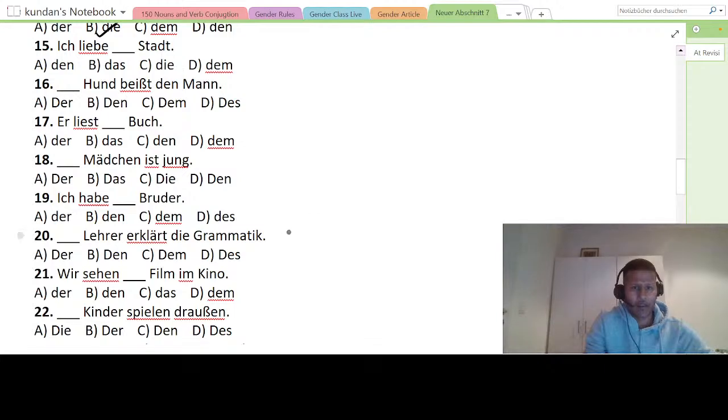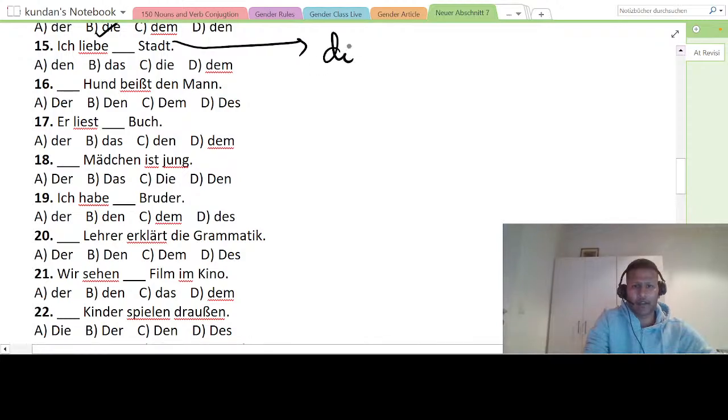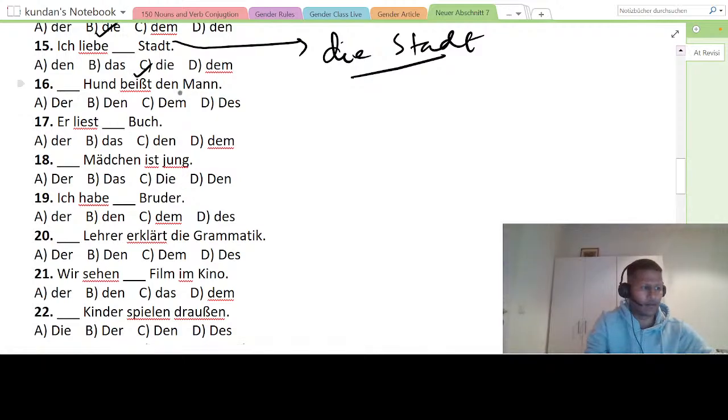No. Statt is what? The statt. Okay. So there will be no change in accusative. Okay. So this will remain that. Okay. Cool.